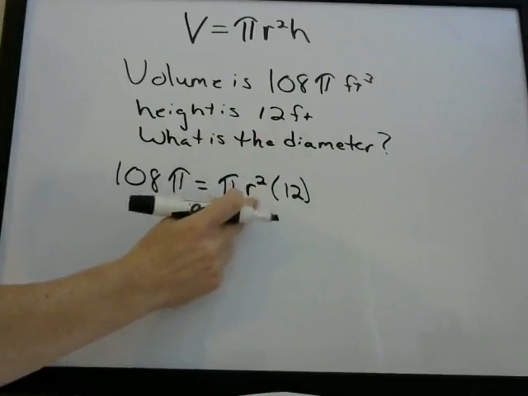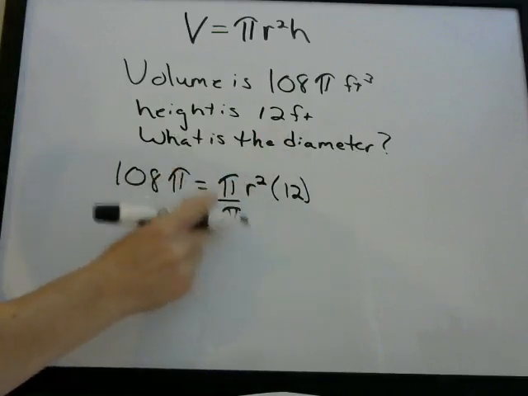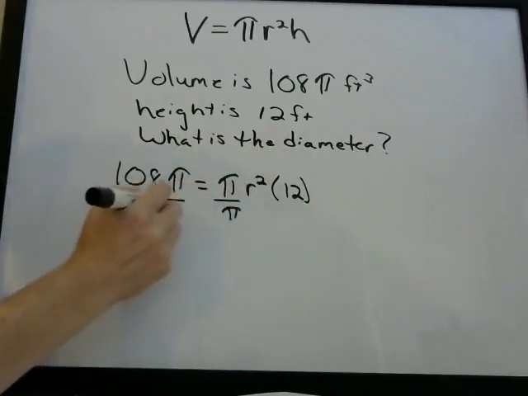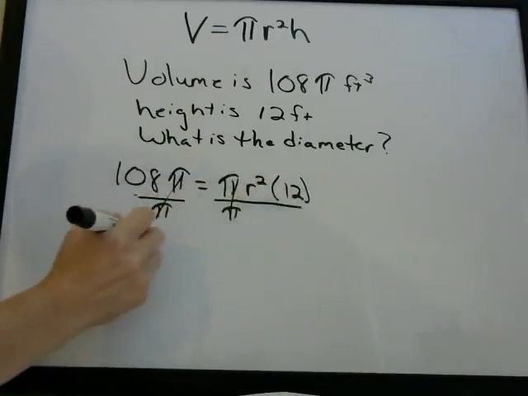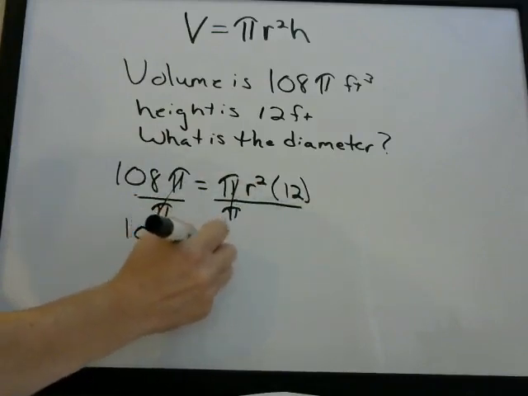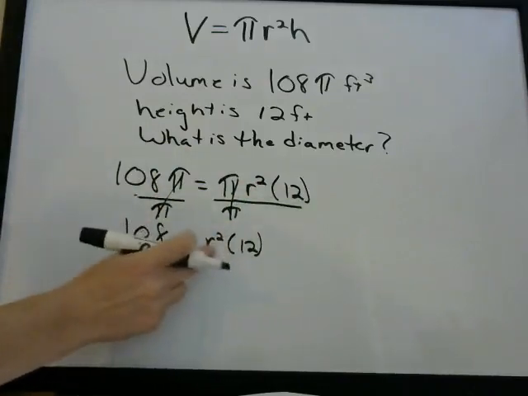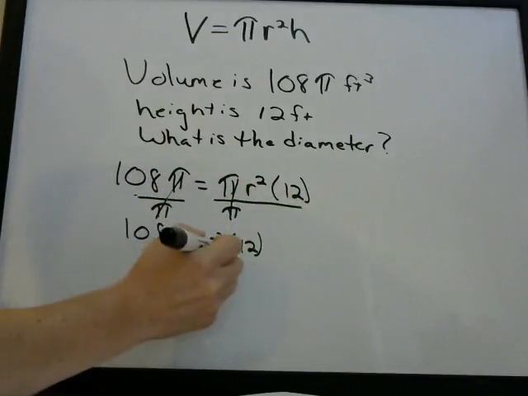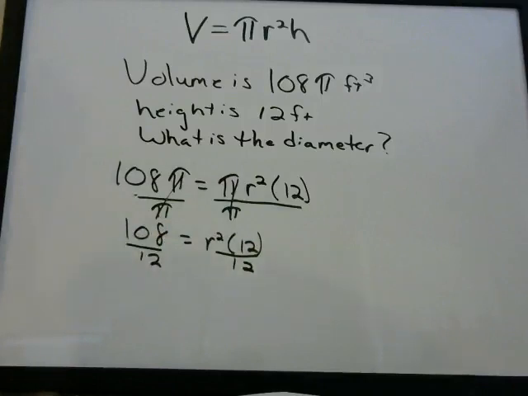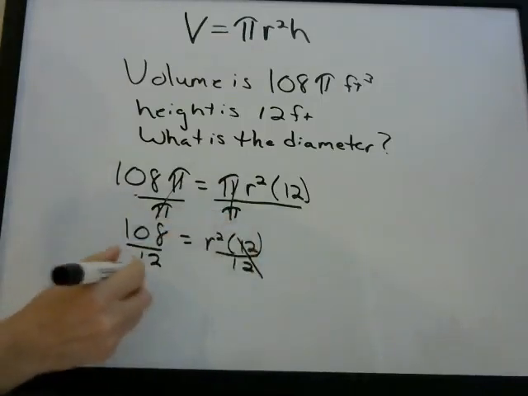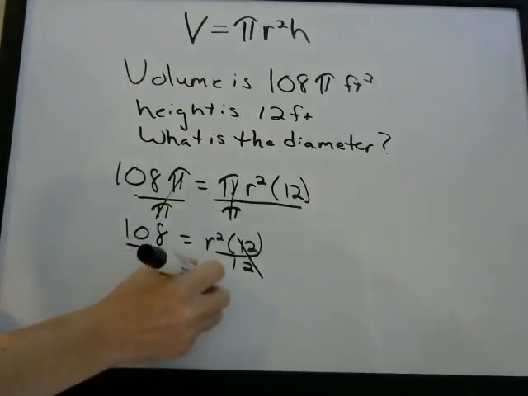So how do we get r by itself? Well, we're first going to get rid of this pi. So we're going to divide by pi. If we divide one side by pi, we have to divide the other side by pi. So we're really dividing this whole thing by pi. So these will cancel, and we'll end up with 108 equals r squared times 12. Now we want to get rid of the 12 because we want to get r squared by itself. How do we get rid of the 12? We divide by 12. Again, if you don't know how to do this, watch the videos on algebra. So those cancel. 108 divided by 12 is 9. So r squared equals 9.